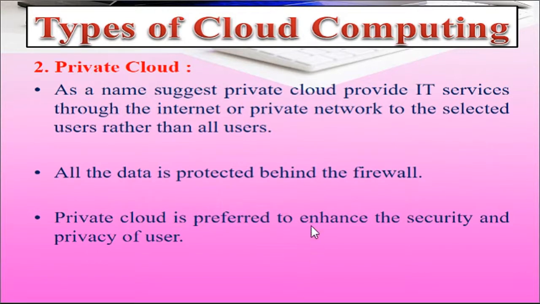Next one is the private cloud. As its name indicates, the private cloud is limited to several users. As the name suggests, the private cloud provides IT services through the internet or a private network to selected users rather than all users. It is limited to particular users, and all the data is protected behind the firewall. So whatever data you want to access is protected by the firewall. Only particular IP addresses can access that cloud, and that cloud is called the private cloud.